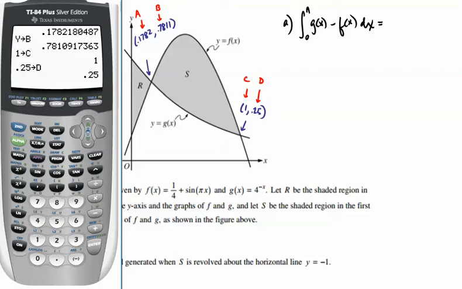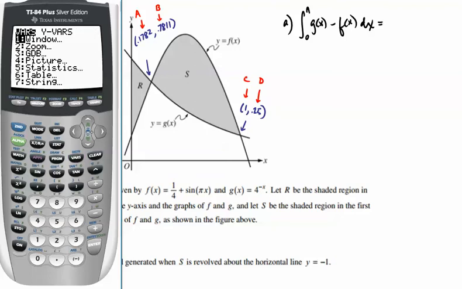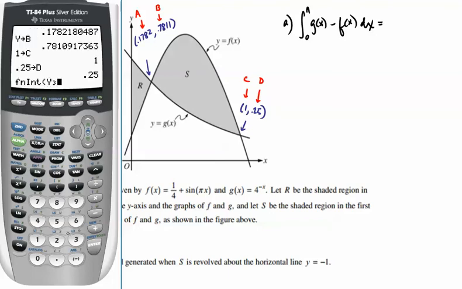Go back out to the home screen, and my integration is on math, option 9, and my function is in y3, so it's variables, y variables, function y3, comma, variable of integration is x, starting point is 0, and the ending of that interval is a. So I hit alpha a, and I don't need to type in that whole long number. And we end up with 0.065 rounded to 3 decimal places.